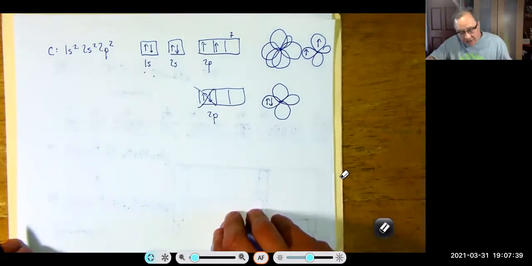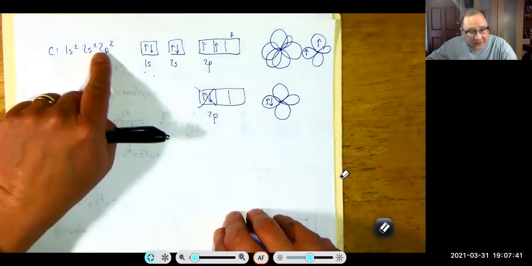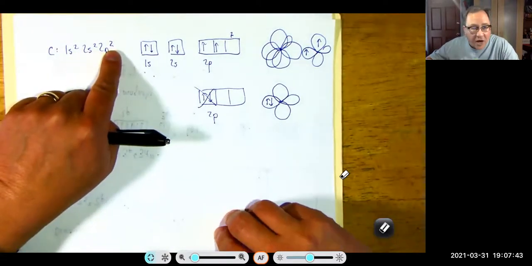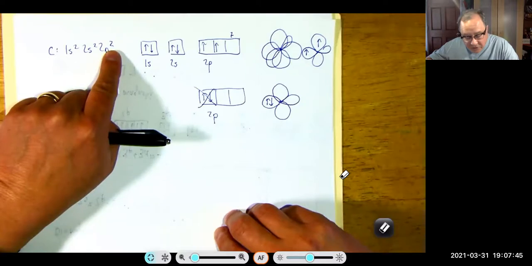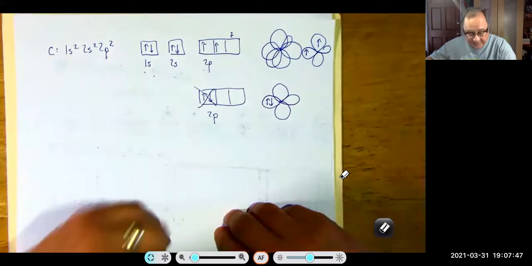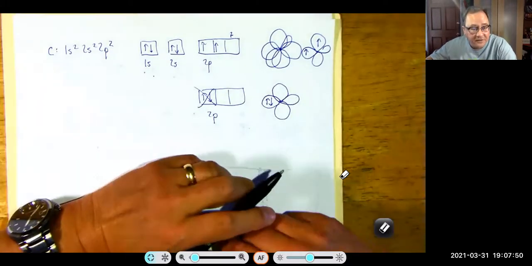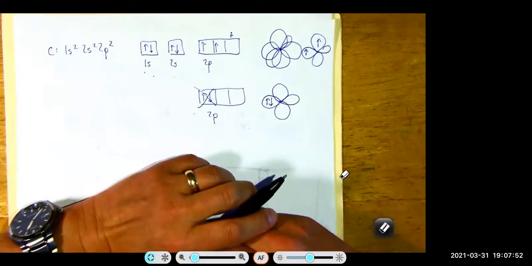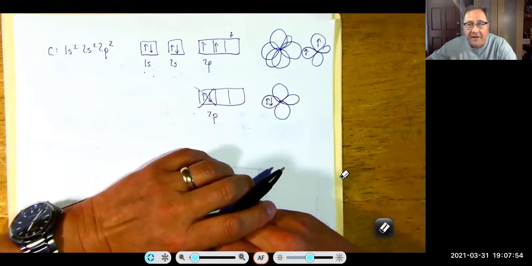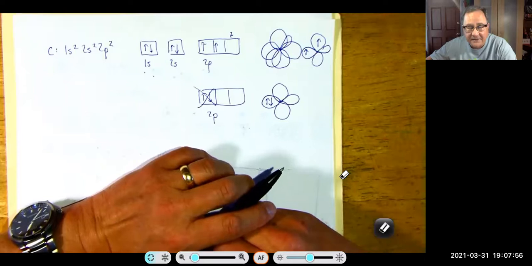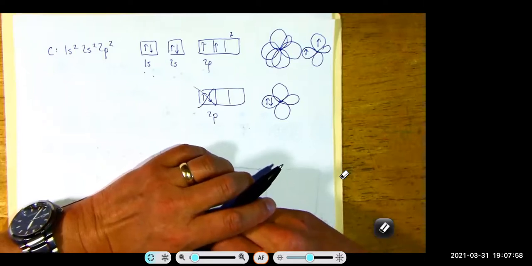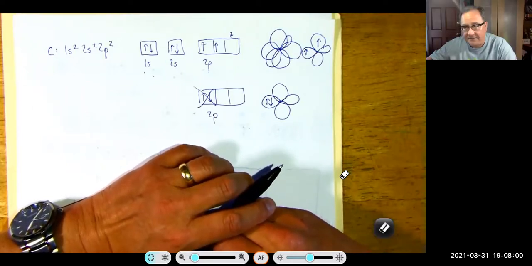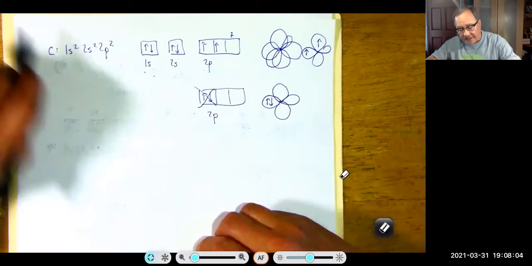So you don't want to look just at the superscript and say, is it even or odd? You really want to look at the superscript and say, is that subshell full? Because if it's full, they're all paired. And if they're all paired, it's diamagnetic. And that's actually a rare thing, not a common thing. So that's kind of a weird thing to think about.